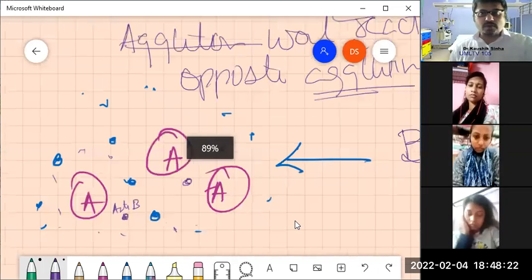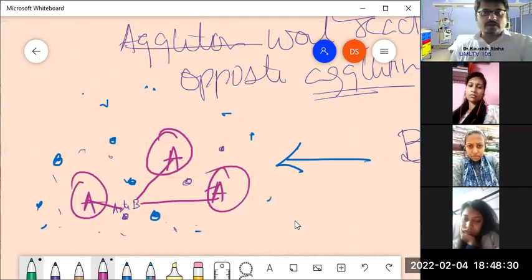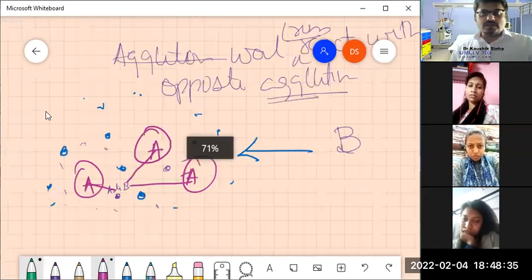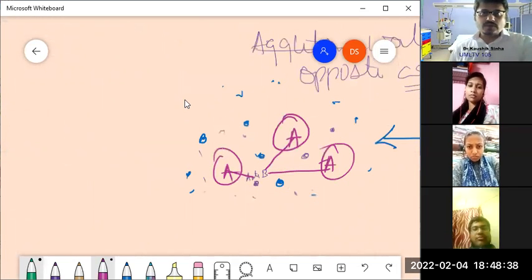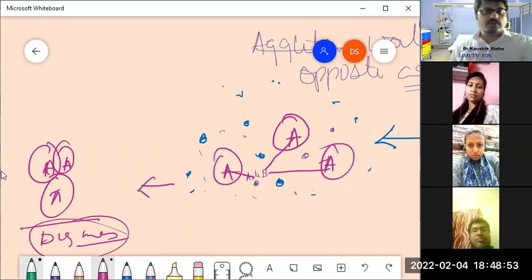Now here comes the problem. What exactly is the problem? This A antigen would bind to the anti-B. This A antigen would also bind to the anti-B. This would also bind to the anti-B. So instead of being in this scattered form, the form that we can now see is that all the A grouped RBCs are all clumped together, accumulated together in a big mass. And this mechanism is known as agglutination.